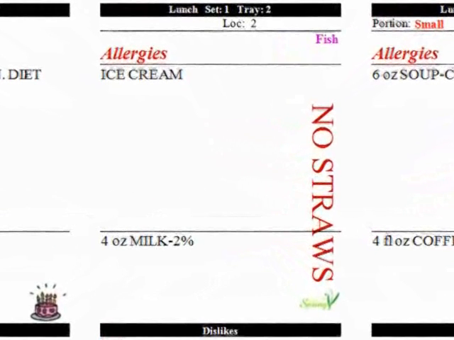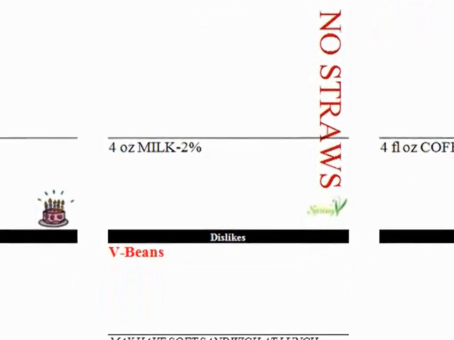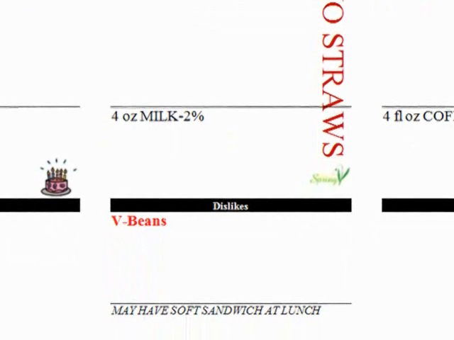Continuing on, we see the ice cream and the 4 ounces of milk, along with an image for spring. Dietech has over 50 different images that can be placed on the tray ticket for different seasons, holidays, or events. Both the residents and staff love them and look forward to seeing which one will be on the ticket for tomorrow. Joe's dislike is next.